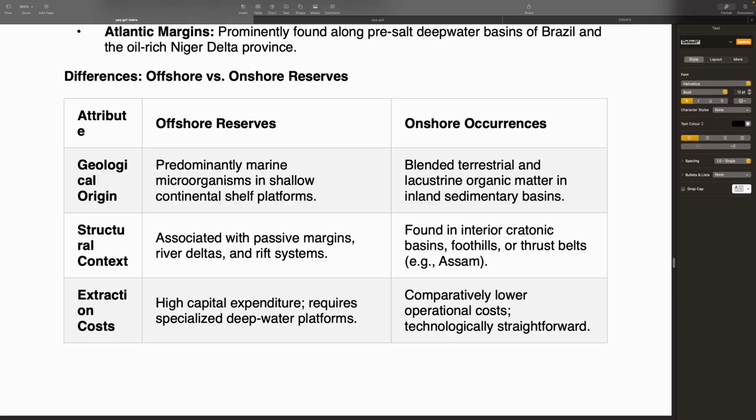Structural context. Offshore: associated with passive margins, river deltas and rift systems. Onshore: found in interior cratonic basins, foothills or thrust belts. Example, Assam. Extraction: offshore, on the coast, high capital expenditure, requires specialized deep water platforms. Onshore: comparatively lower operational cost, technologically straightforward.